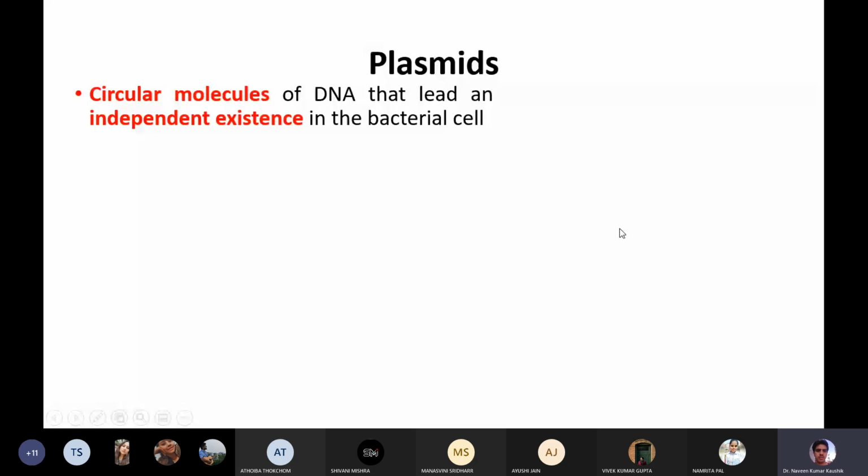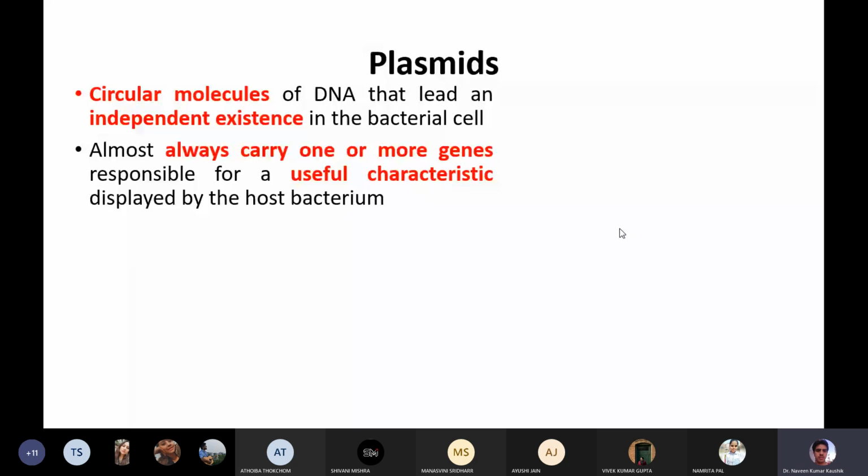What are plasmids? Plasmids are circular molecules of DNA. That's a characteristic I think you all might be aware of. And when it's a circular molecule, the important thing is it has independent existence, meaning it has its own everything. It's not governed by your bacterial genome, which here refers to the nuclear genome. However, there is no nucleus in bacteria, but still we can call it a nucleoid or genetic matter wherever it is located. We just call it normal nuclear. So it is independent of the nuclear genome that is present in your bacterial cell.